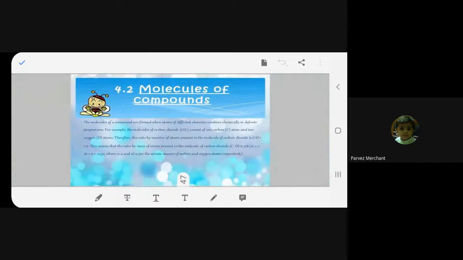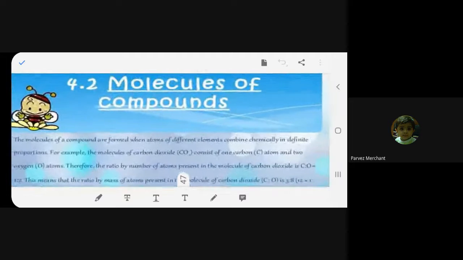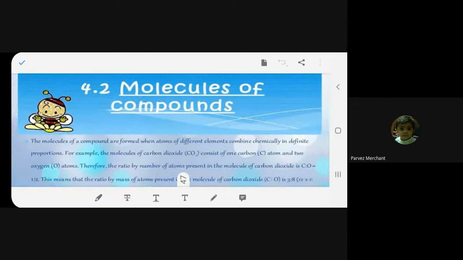So this atomicity is over. Okay, now we are going to work on compounds. We did elements, we did molecules, and now we did molecules of elements. Now we are going to do molecules of compounds. Have you understood this much? Yes, ma'am.